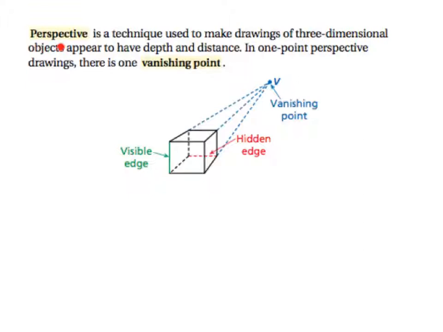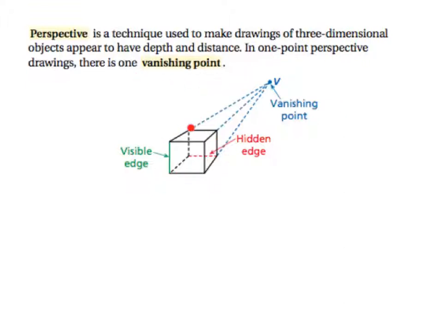Now, perspective is a technique used to make drawings of three-dimensional objects appear to have depth or distance. In one-point perspective drawings, there is one vanishing point. So you need to write these definitions down. A perspective is a technique used to make drawings of three-dimensional objects appear to have depth and distance. This is another thing you have to write down. One-point perspective, there's only one vanishing point.